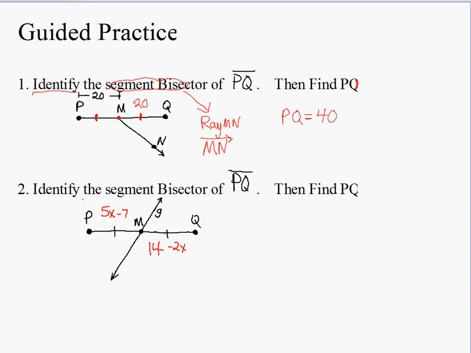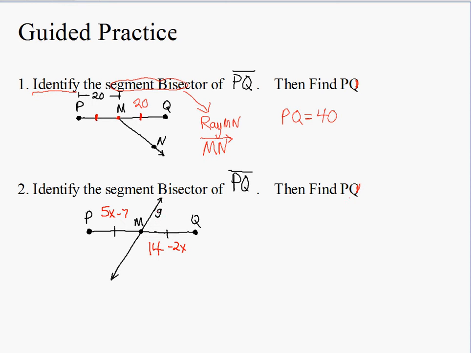Next, identify the segment bisector of line segment PQ. Once again, find the distance between P and Q. This one's going to be a little harder. Now, right here, it's not that hard to see. We have a line and we have two arrows. So this means that this is a line, but we don't have 2 points. So how do we identify this line? Well, look here. There's a letter that's next to the line that has no point.